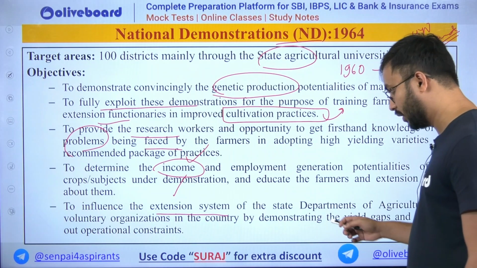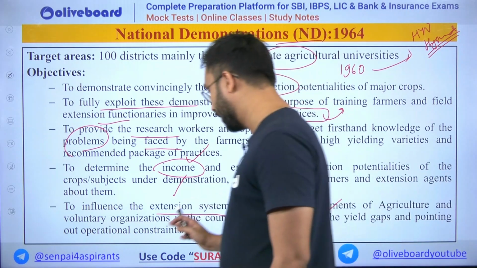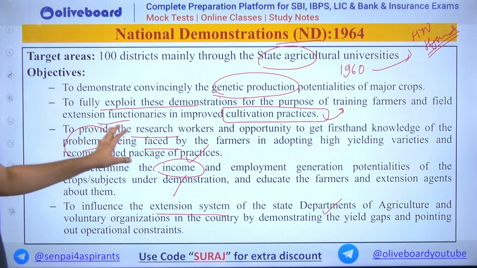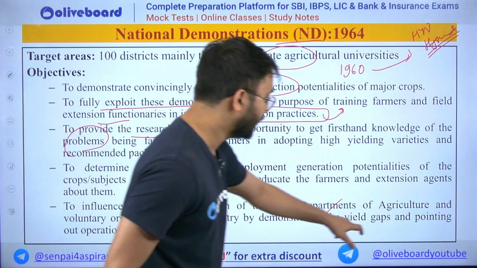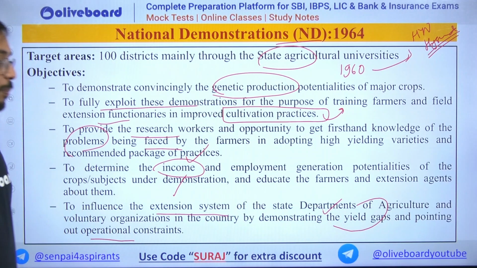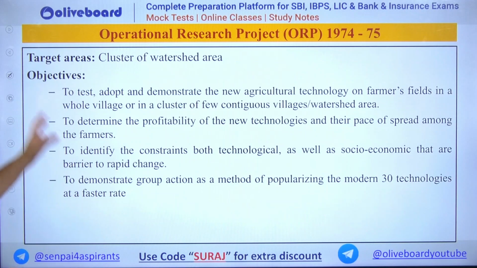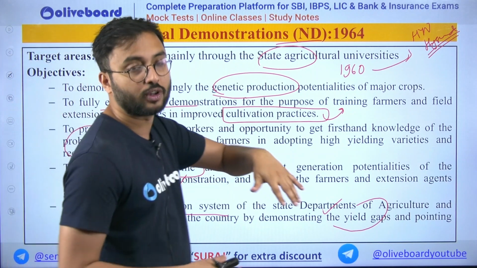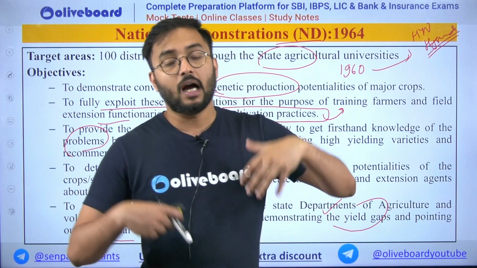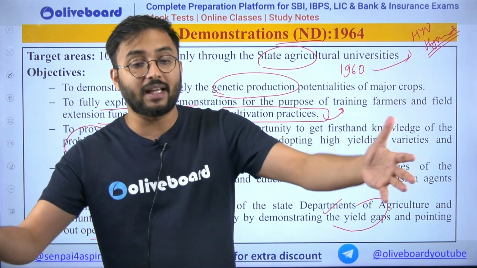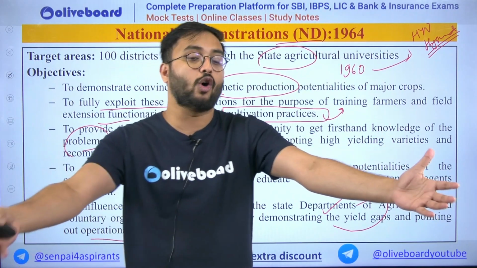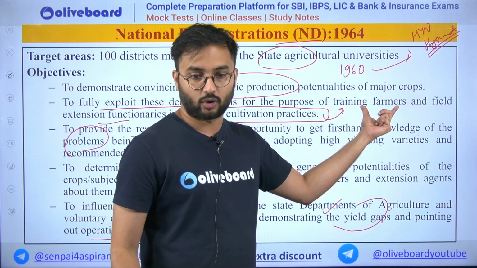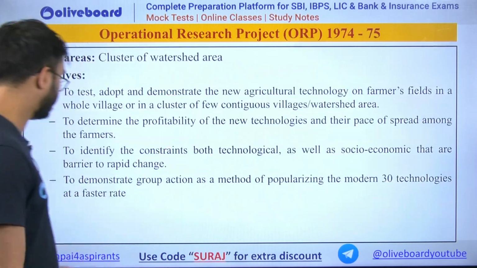If you see, many of the State Departments of Agriculture and voluntary organizations in the country started to bridge the gaps and point out the operational constraints. Okay, then this particular national demonstration was more to bring the farmers in, or to increase the inclusivity of farmers in the context of technology practices and this hybrid technology. I hope you get it.